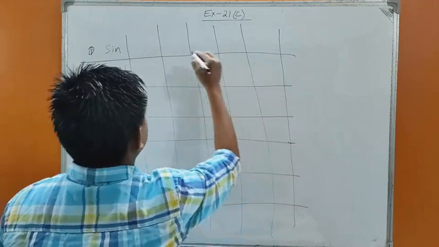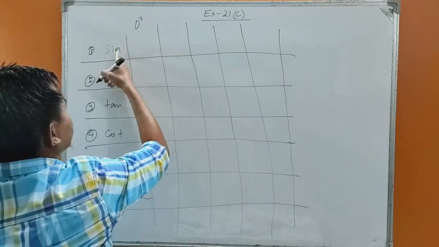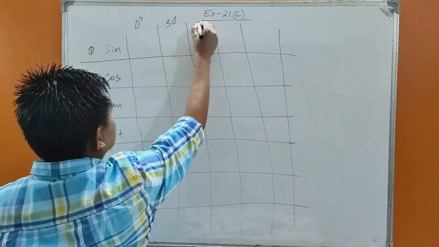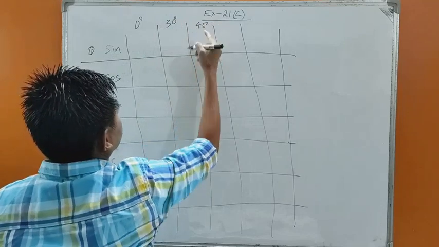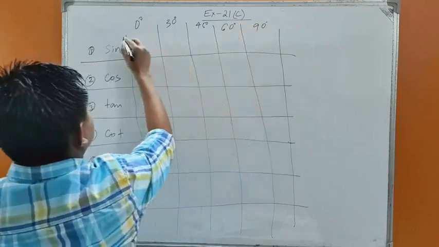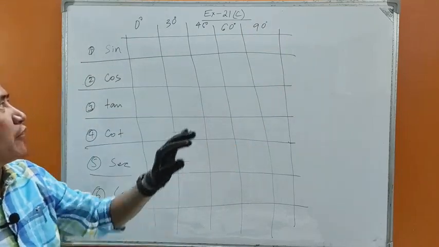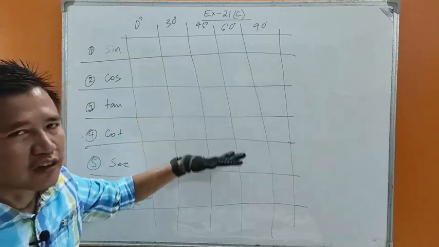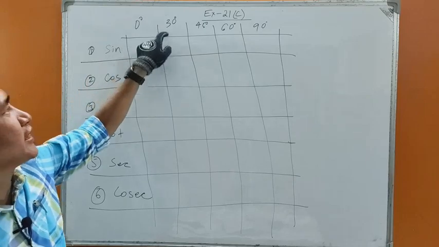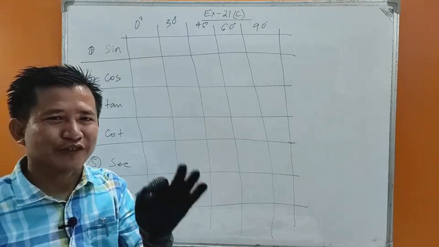This is 90 degree. So what will be the value of sine 0 degree? We write here. What will be the value of sine 30 degree? We write here. Value of sine 45 degree, we write here, 60 degree here and 90 degree here. The only thing you need to memorize is the first line, and the rest will come automatically, by itself. So what is the value of sine 0, sine 30, sine 45, sine 60 and sine 90? The first line needs to be memorized.